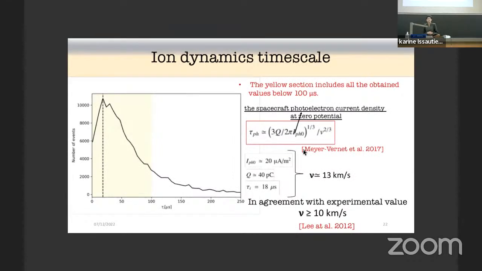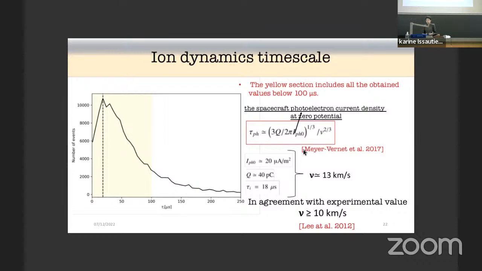The other parameter is the ion dynamics time scale. Again, we expect that the ion time scale should be smaller than the time scale of the spacecraft, so it should be smaller than 100 microseconds. And actually, again, 80% of our events are in this range, so we should be satisfied.